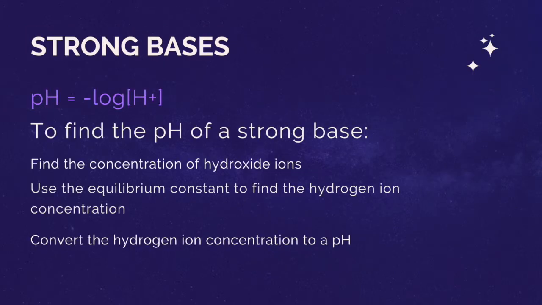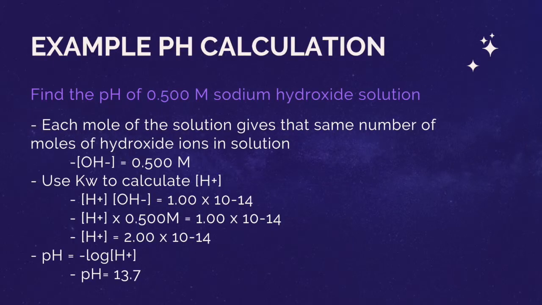When finding the pH of a strong base, you must first find the concentration of hydroxide ions. You then use the equilibrium constant to find the hydrogen ion concentration. You then finally convert the hydrogen ion concentration to a pH. On this slide, you can see the equation for calculating pH if you know the hydrogen ion concentration. Here is an example problem where we will find the pH of a 0.5 molar sodium hydroxide solution.